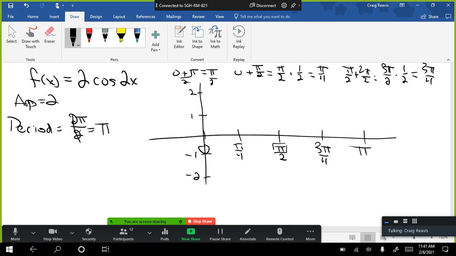-1, -2. My cosine starts at the top, so it's going to go there. The first tick mark is where it crosses back down through. The middle, the third tick mark, is where it bottoms out. The fourth tick mark is where it comes back up through the axis. And my fifth tick mark is where it ends up. You want to just sort of draw that curve.